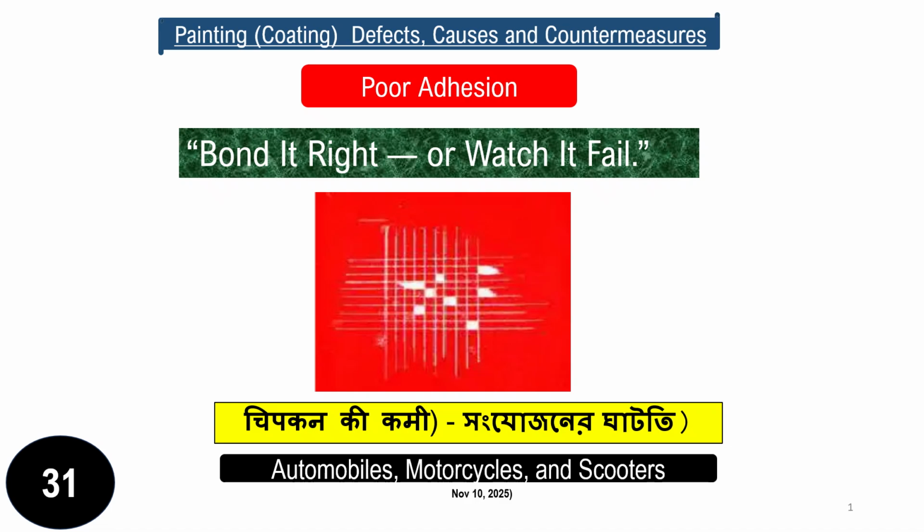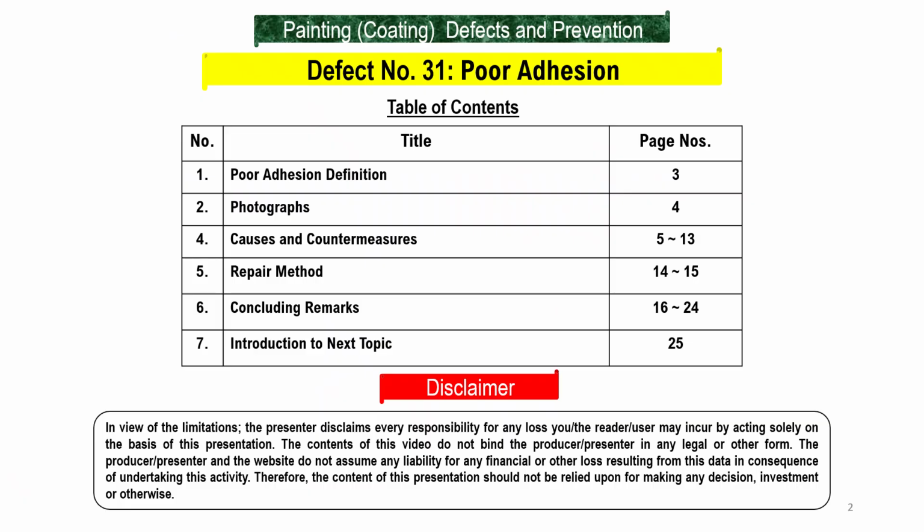Welcome to the channel. While we continue to discuss the subject of painting defects, their causes, and countermeasures, today we shall be talking about one very important and key defect of paint, and that is poor adhesion. The discussion will include definition, photographs, causes and countermeasures, the repair method, concluding remarks, and an introduction to the next topic.